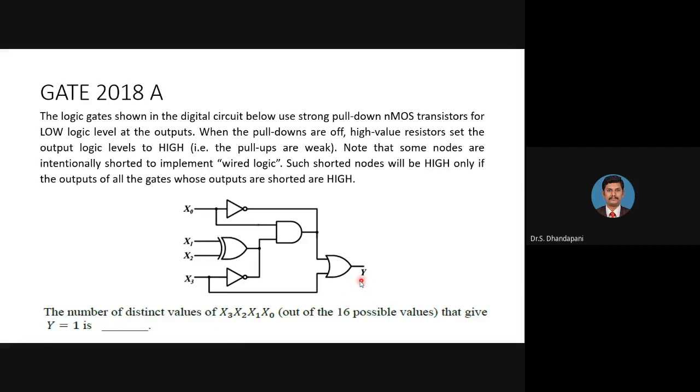So this is the question. First we will write the Boolean expression for Y. After writing the Boolean expression for Y, we will check for how many combinations the output Y will be equal to 1. So if we are able to write the Boolean expression for Y, the problem is almost over. The last step will be simple.